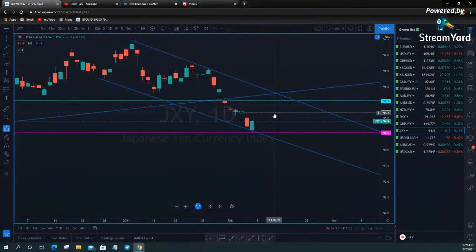All right, this area is going to be the first area. However, I'm not going to look to get short on that area because that's just too easy. I would like to see it pull back a little further to stop out all these people who are short. All right, so that is it on the FX pairs.